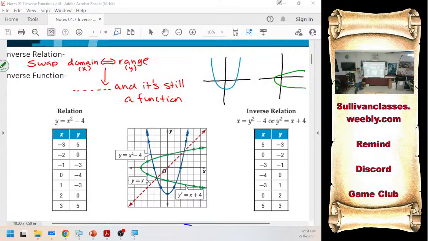Okay? You all remember back to geometry, conditional versus biconditional statements? If, then. That's a conditional statement. I set up the condition, I tell you the result. A biconditional statement, you would write if and only if, because it works both ways. Inverse relation, inverse function, not necessarily if and only if. Not necessarily one means the other. Okay?